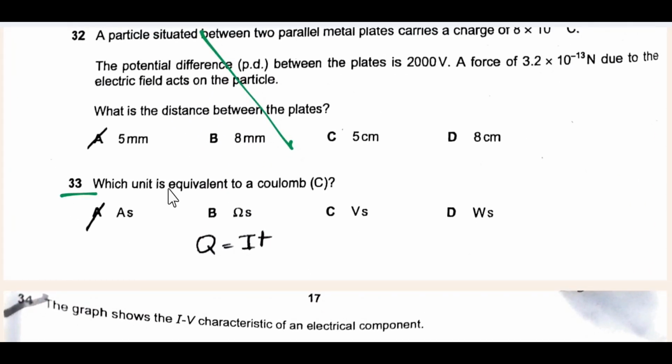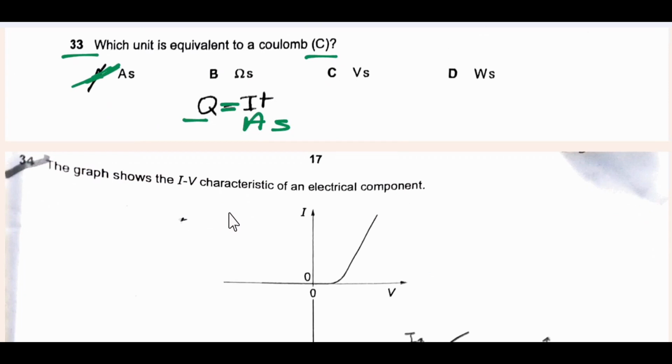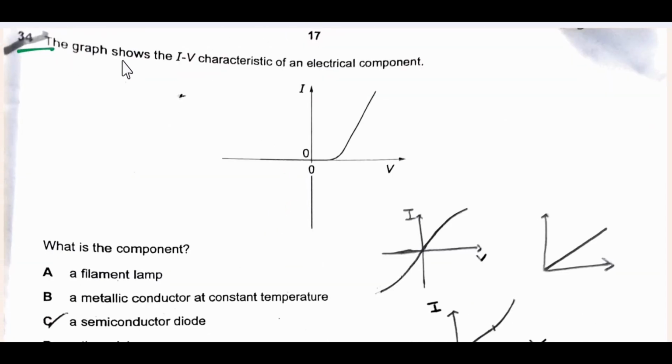In question number 33, which unit is equivalent to a coulomb? We know that the unit of charge is coulomb, and charge is equal to current into time. So 1 coulomb is equal to 1 ampere second.